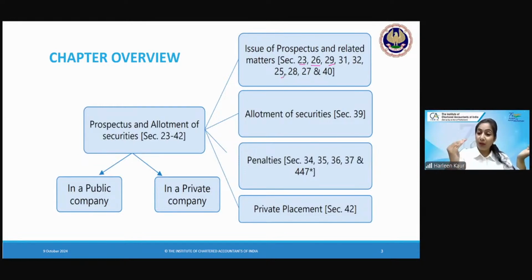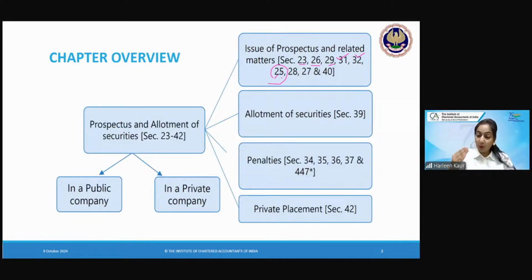I'll be following the ICAI module along with my presentation. So I'll try to complete section 23 to section 30 in today's class. We'll be doing it section-wise. Otherwise, if you ask me why section 25 is given like this, it is because it is a part of the types of prospectus. When you do shelf prospectus, abridged prospectus, red herring, section 25 is deemed prospectus. It is a type of prospectus.